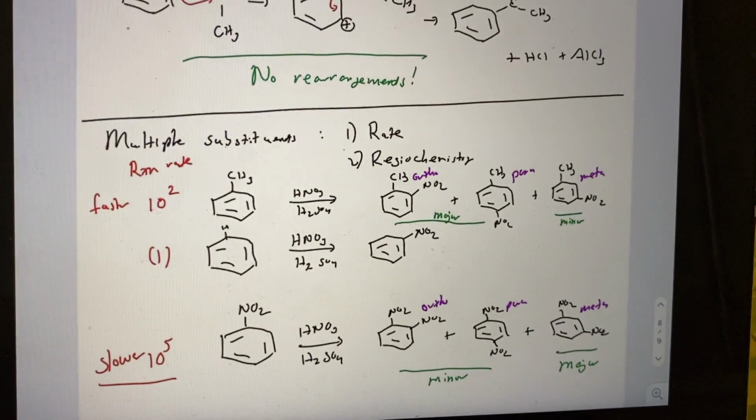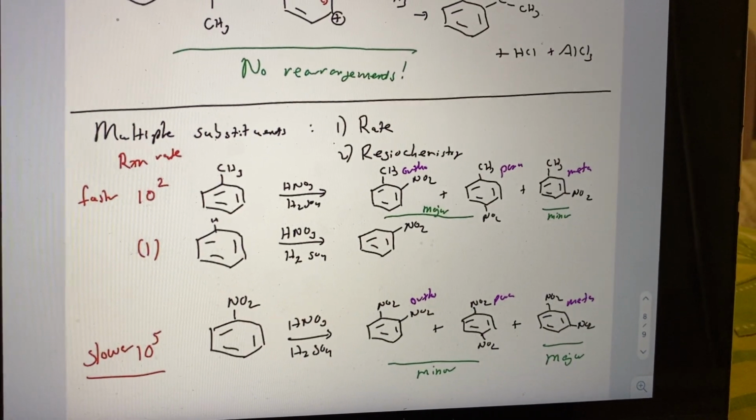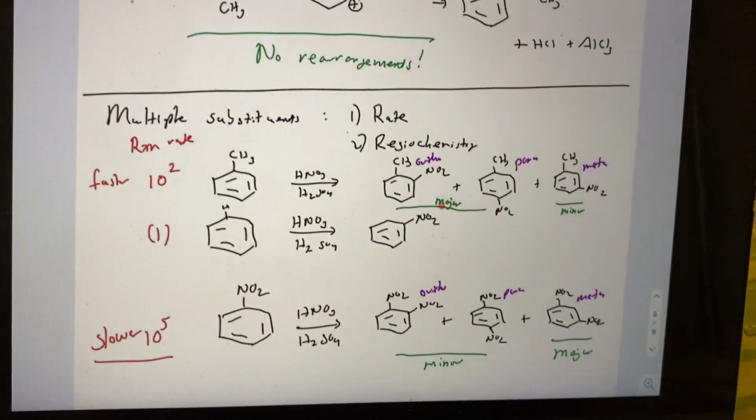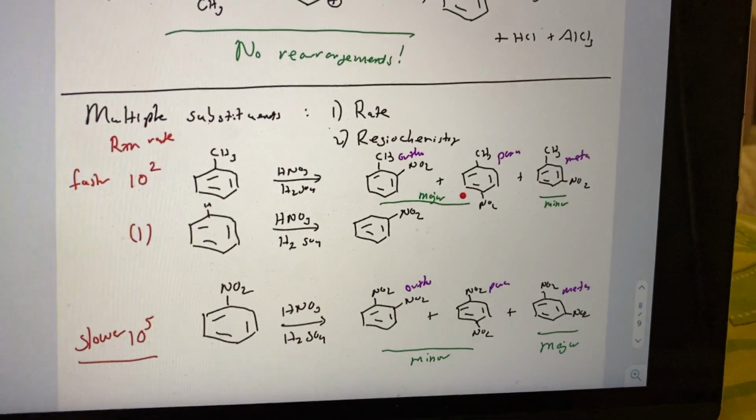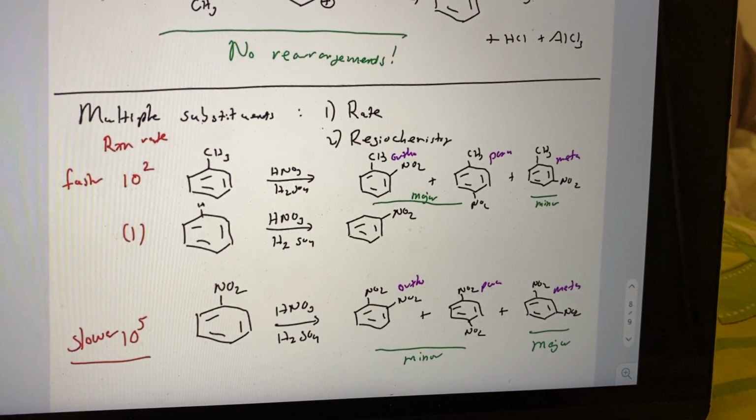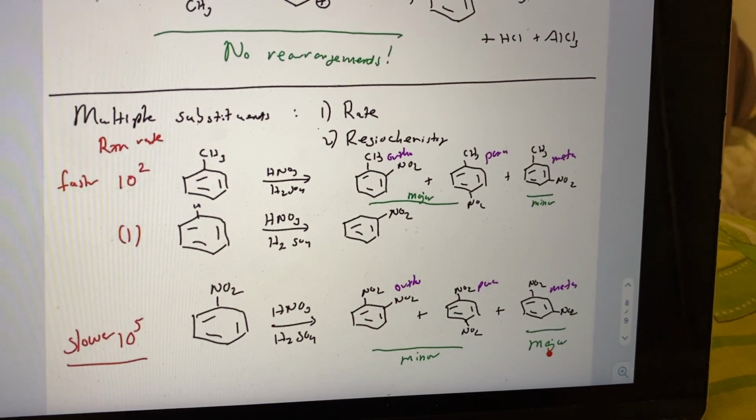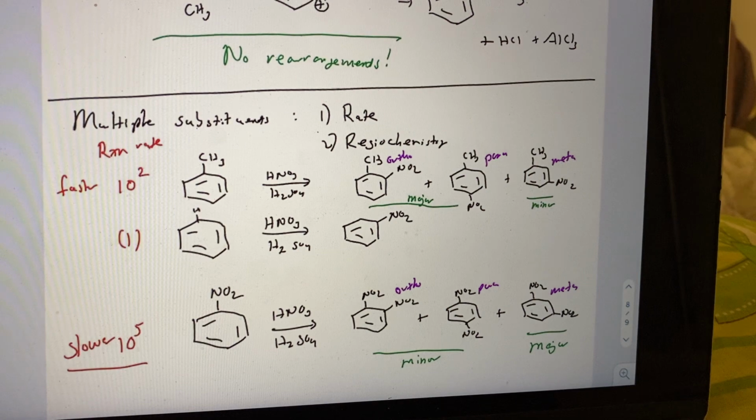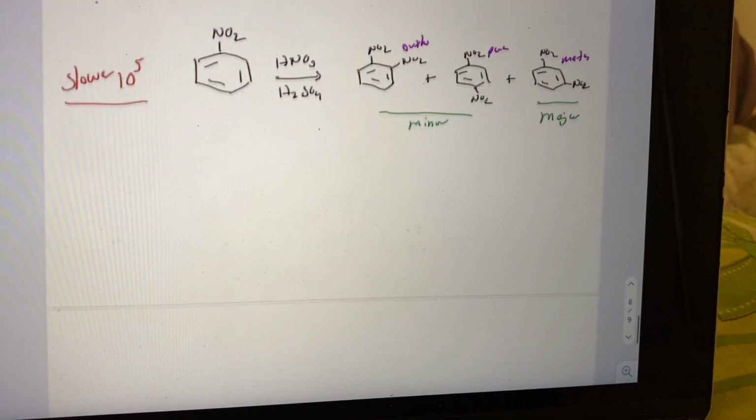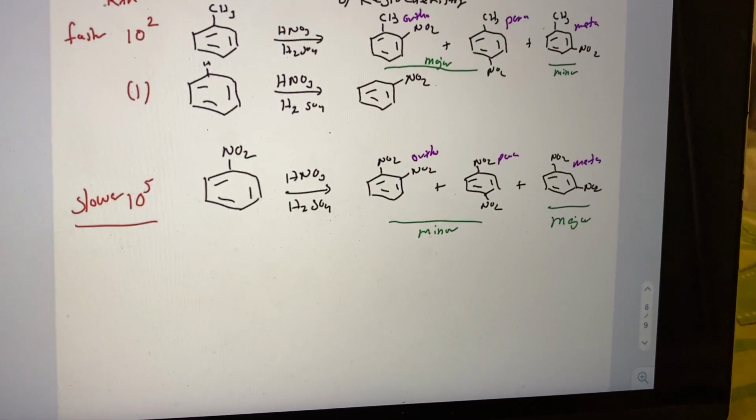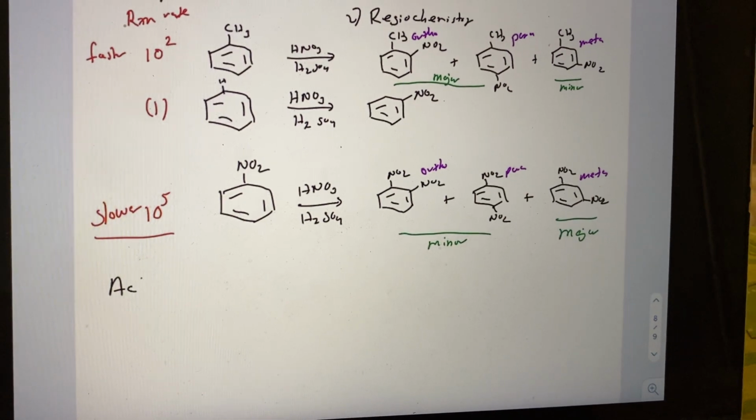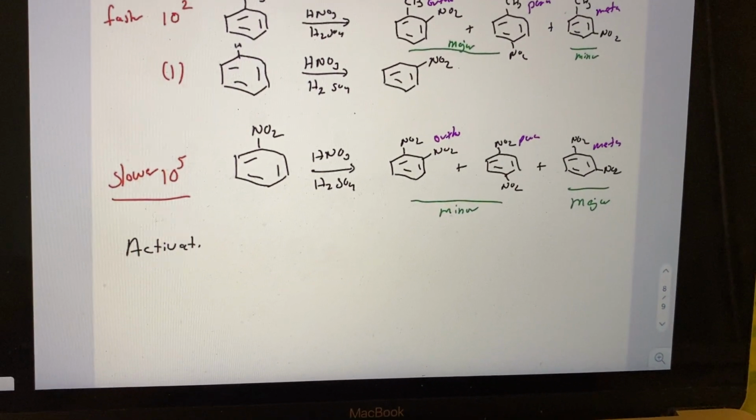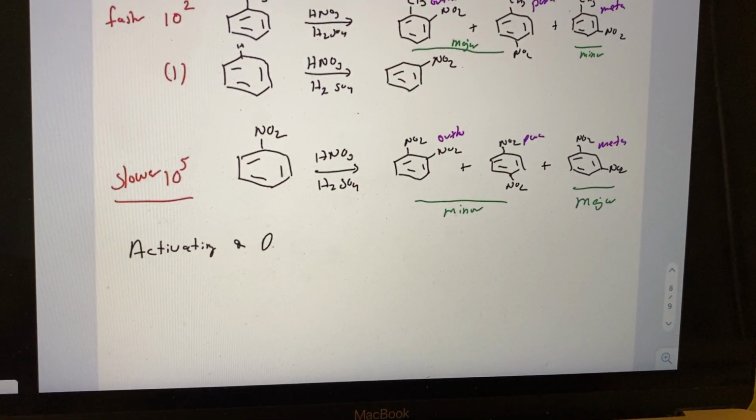And then the second component to think about is the regiochemistry. Why is it that on the top we end up with ortho-para disubstitution as the major product, and on the bottom we end up with meta disubstitution as the major product? The rate is the easier one to deal with, and I'll leave that there, where we can define activating and deactivating groups.